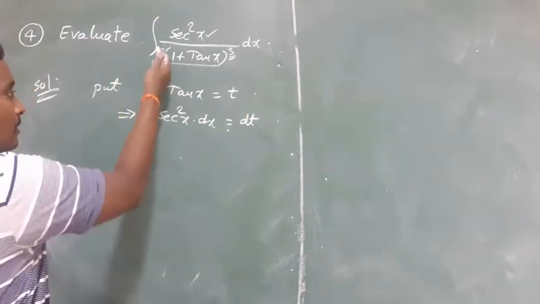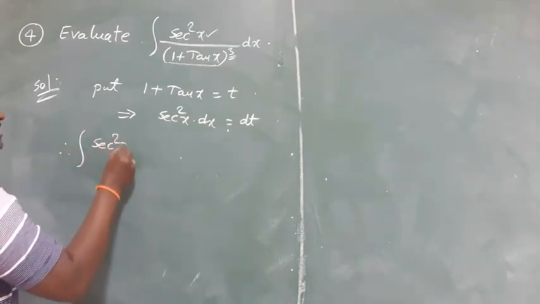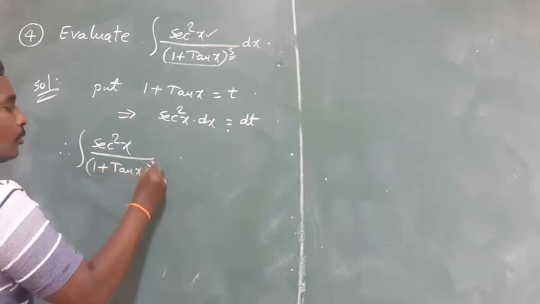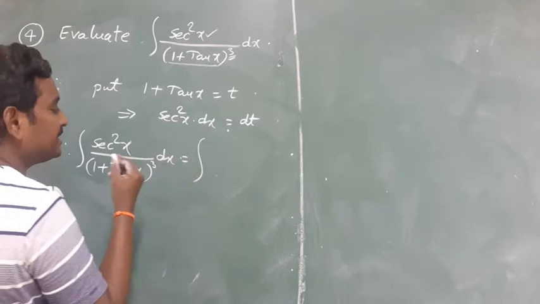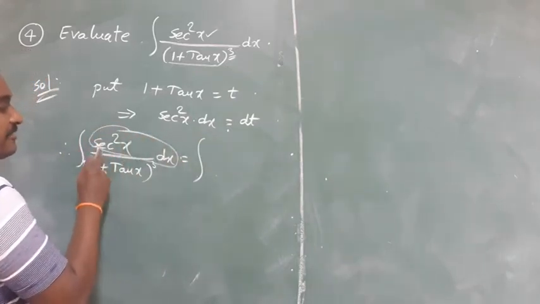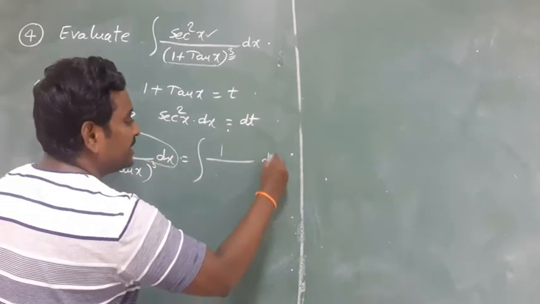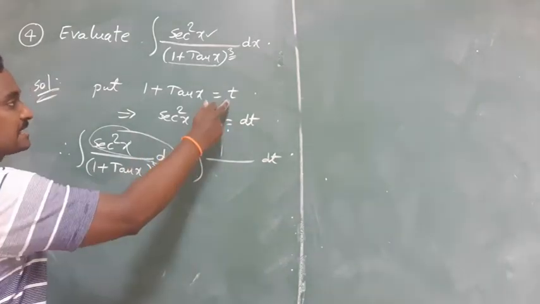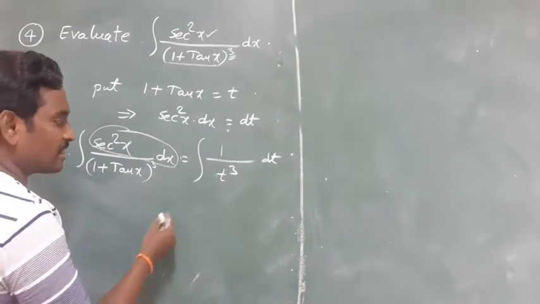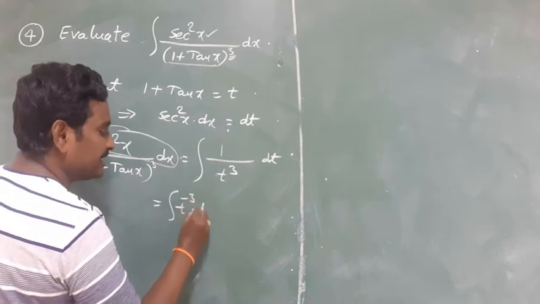Now with this substitution, the given problem, integration of secant square x by 1 plus tan x whole cube into dx, becomes integration of secant square x into dx. Secant square x dx can be written as dt. So simply in the numerator we have 1 dt here. And what is 1 plus tan x? t. So in the denominator simply we have t cube. How can we write the integral of 1 by t cube? It can be written as t power minus 3 dt.